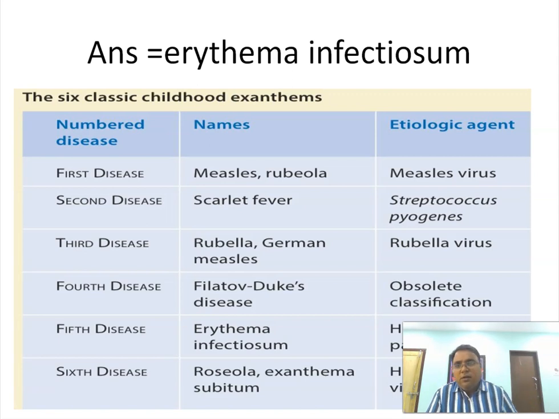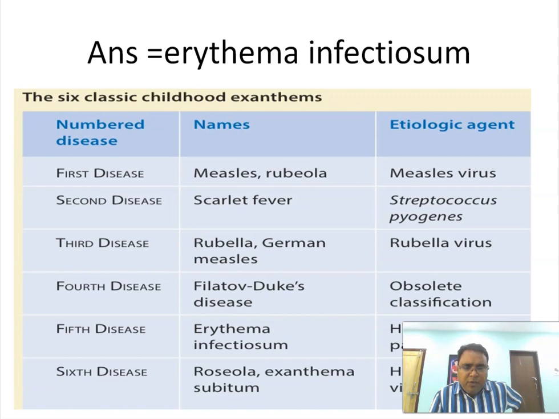To recall, which one is known as first disease? It is measles. Second disease, scarlet fever. Third disease is rubella, otherwise known as German measles. Fourth disease is Filatov-Dukes disease. It is no more used nowadays, but literature says it is the fourth disease. Fifth disease is erythema infectiosum.